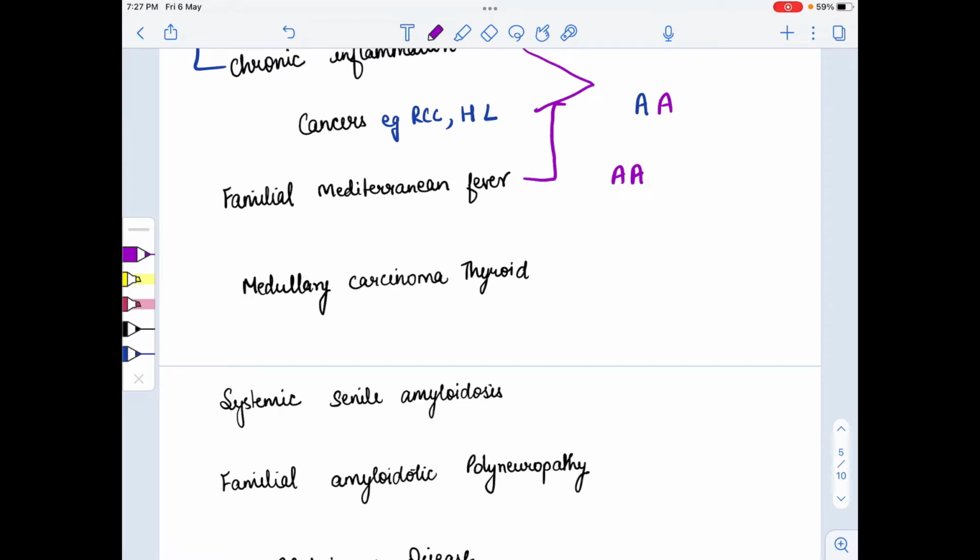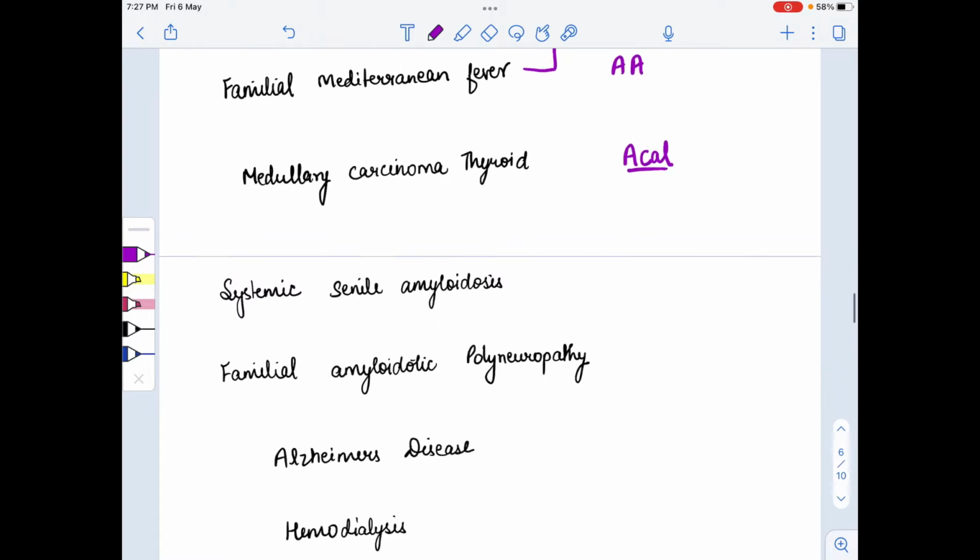The other one is medullary carcinoma of thyroid. In the medulla we have the calcitonin hormone. So here A is for amyloid, and for calcitonin we write Cal, that is A Cal. A Cal means amyloid calcitonin gets deposited. This is the form of amyloid which gets deposited in medullary carcinoma of thyroid. In this way we can easily remember it.